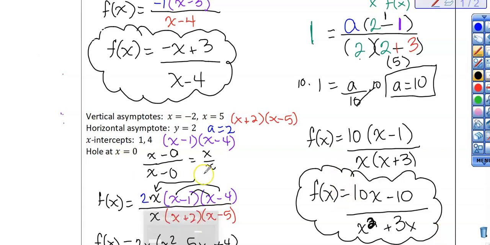All right, so here's what we're going to do. Flip it over on the back.